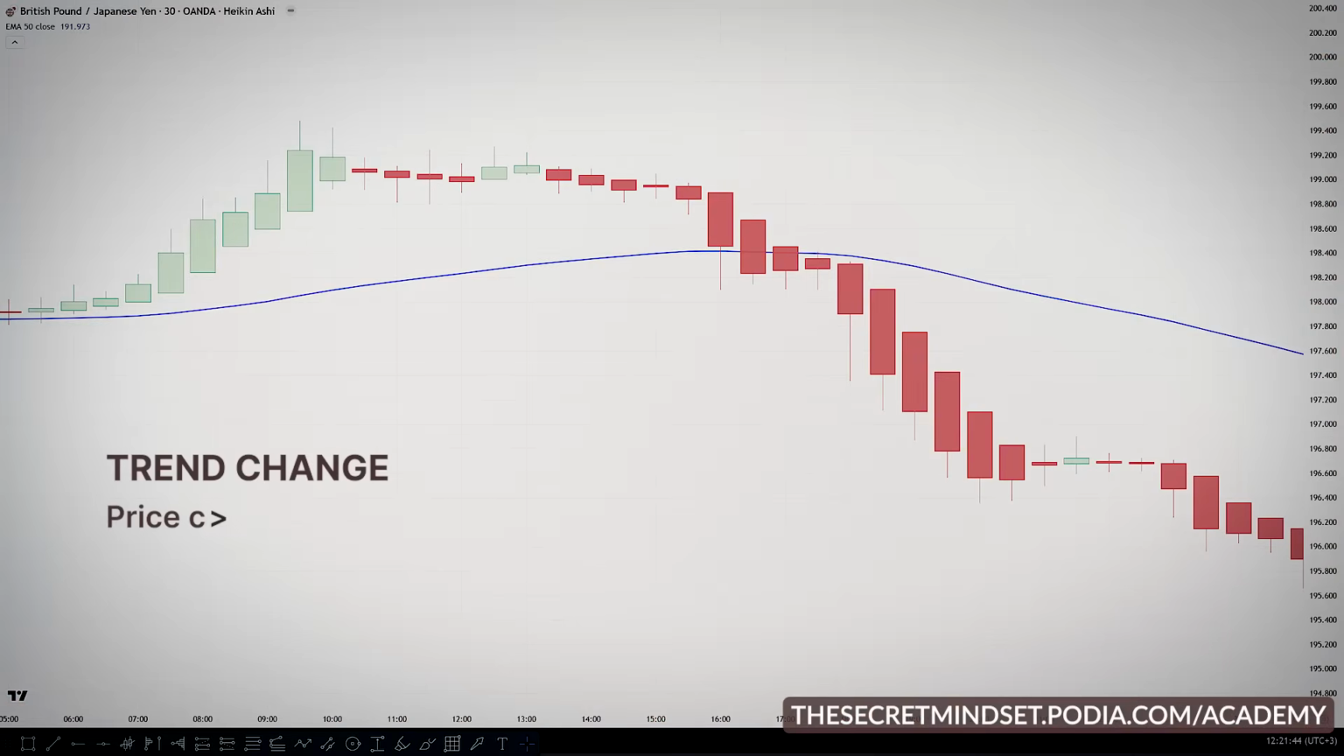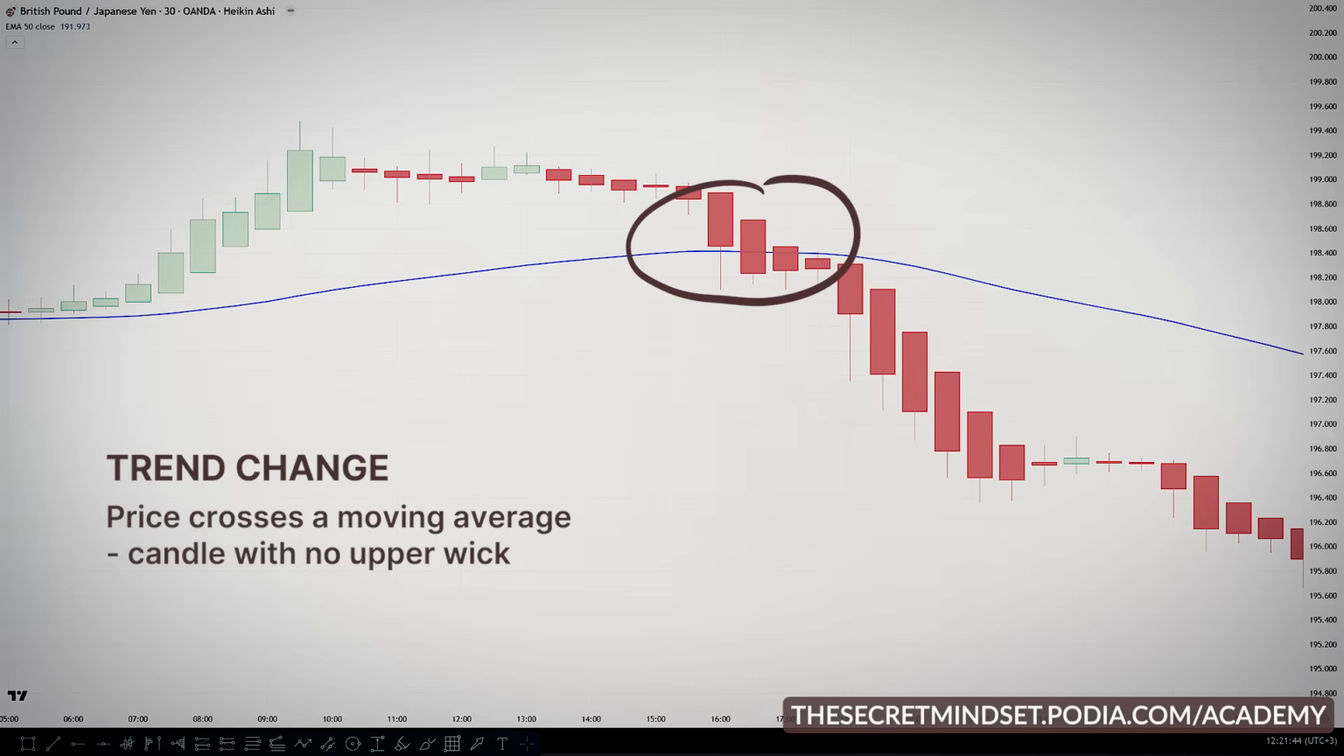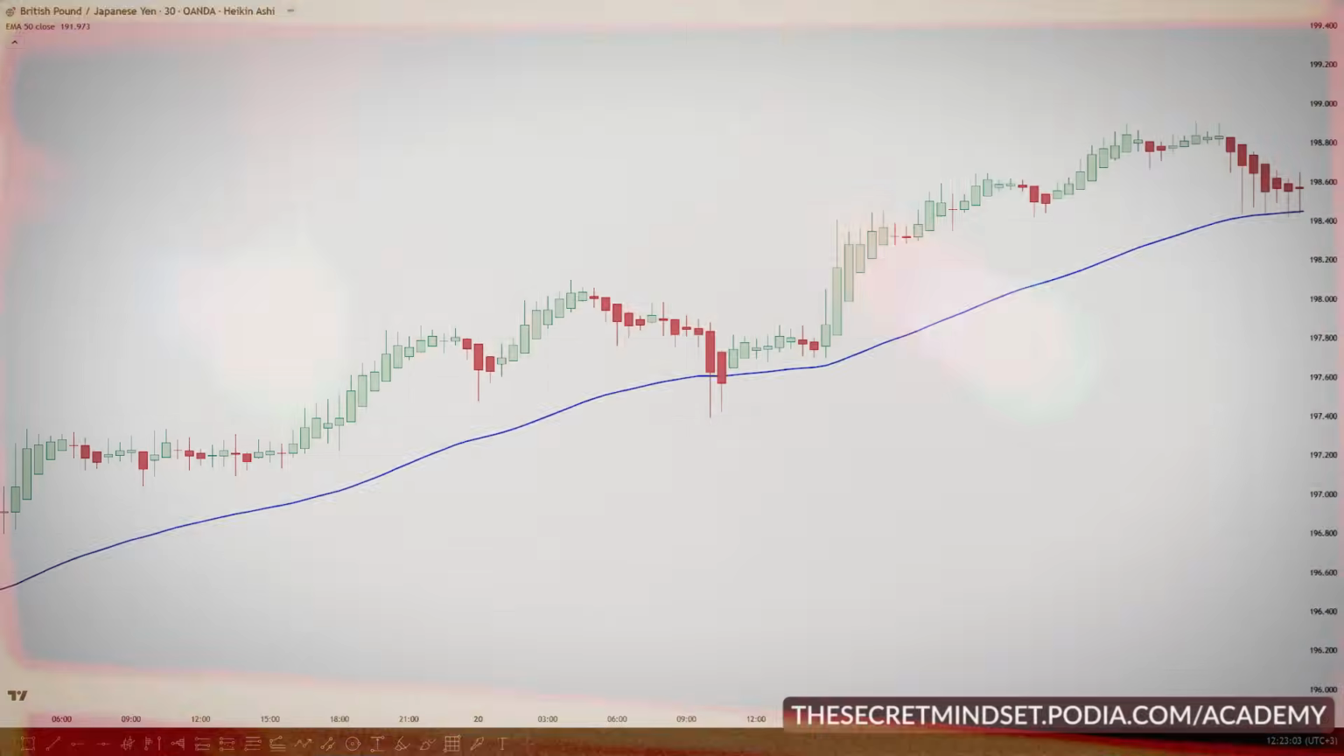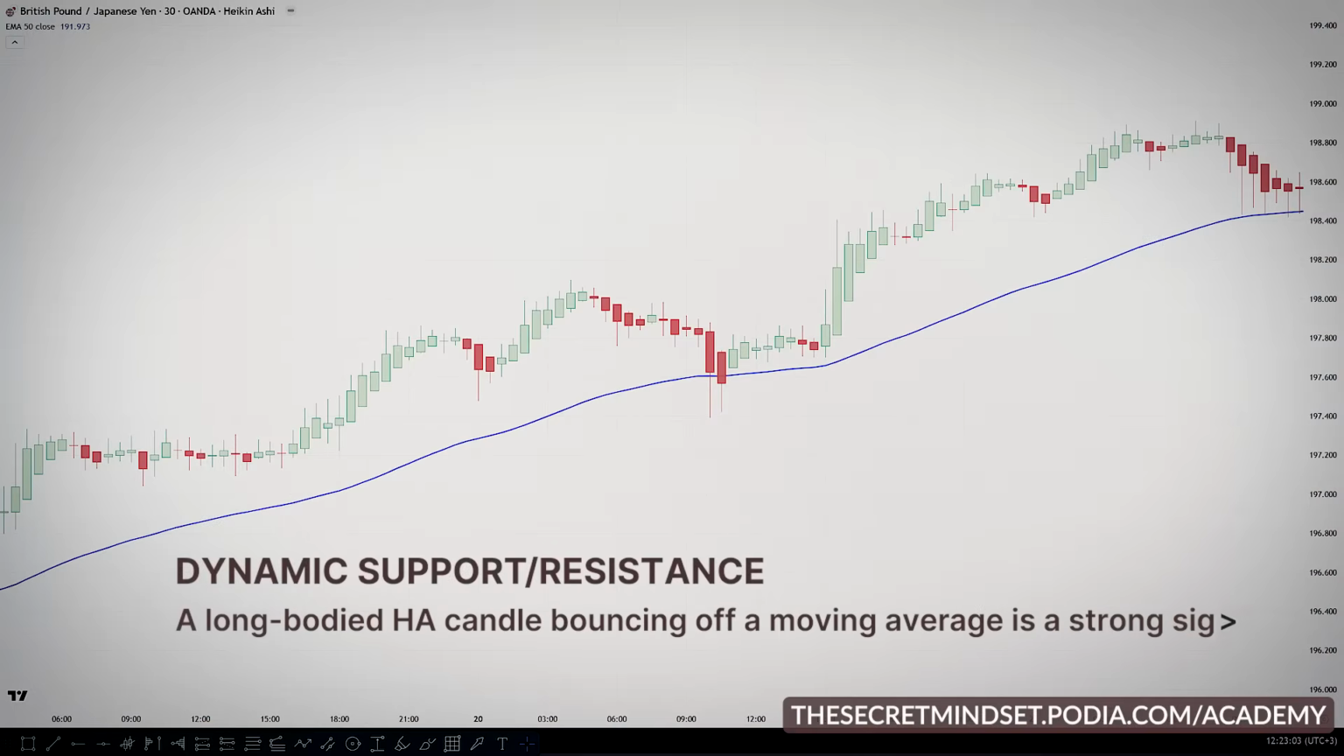Moving averages can signal when a trend might be changing. If price crosses a moving average, it could mean the trend is shifting. Heikin Ashi candles give extra clues. If you see a candle with both upper and lower shadows after a strong trend, it might mean the trend is weakening. Moving averages often act as support in uptrends and resistance in downtrends. Price might bounce off these levels. Heikin Ashi candles can show you how price reacts at these levels. A long-bodied candle bouncing off a moving average is a strong signal.